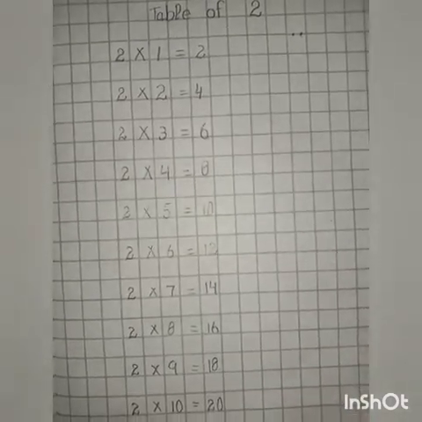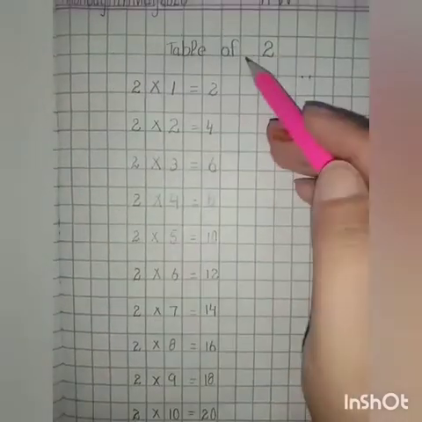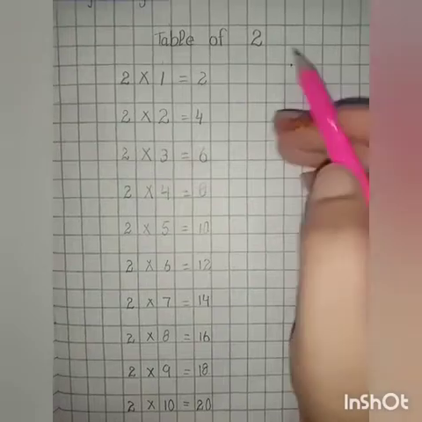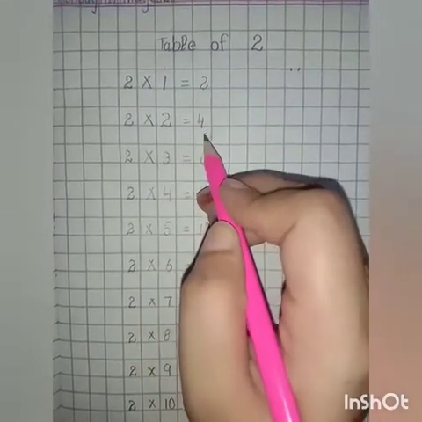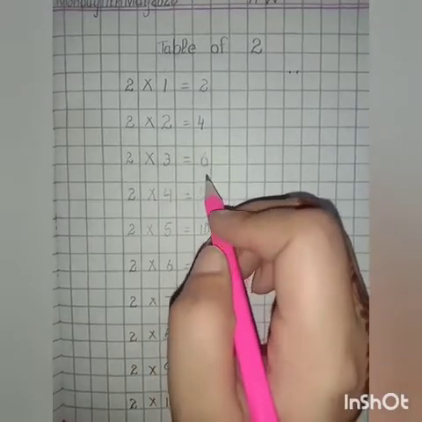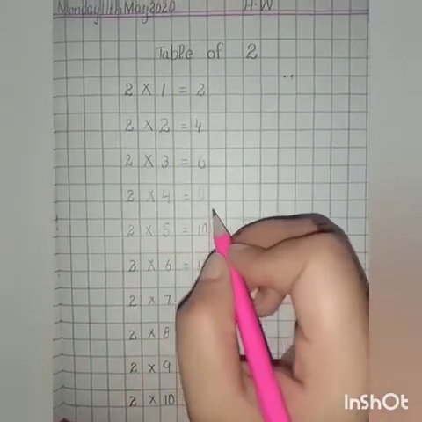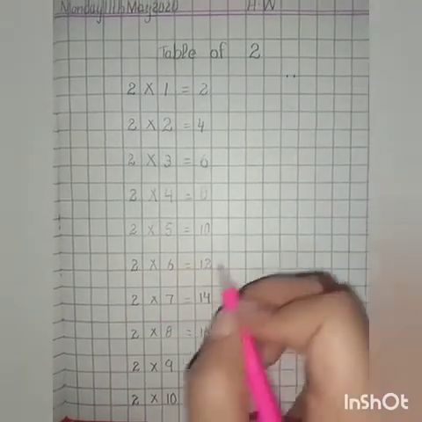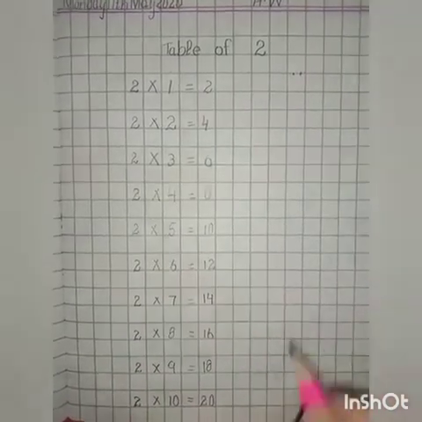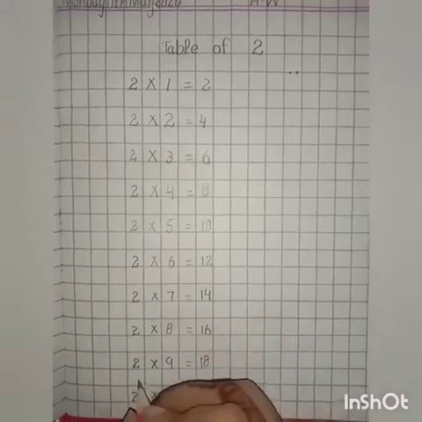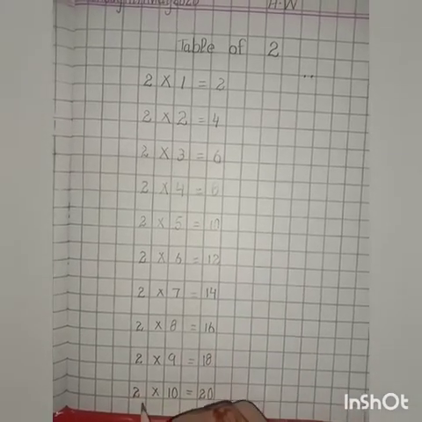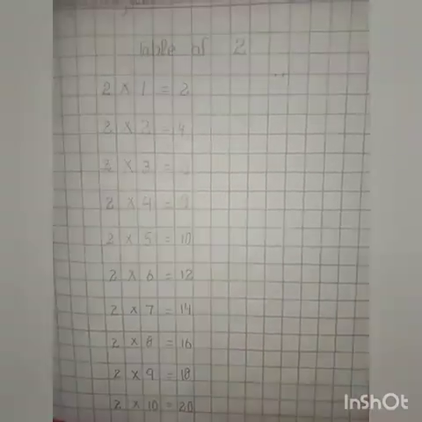Students, our table of 2 is complete. Table of 2. Let's read it. 2 ones are 2. 2 twos are 4. 2 threes are 6. 2 fours are 8. 2 fives are 10. 2 sixes are 12. 2 sevens are 14. 2 eights are 16. 2 nines are 18. And 2 tens are 20.